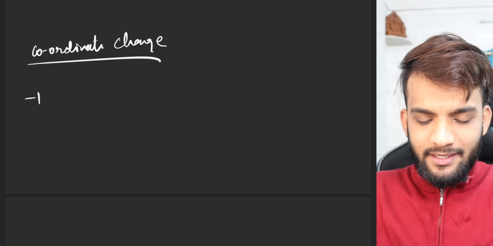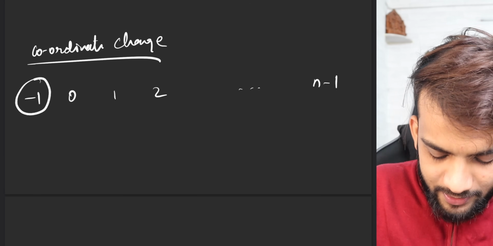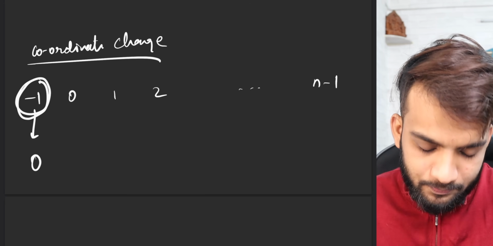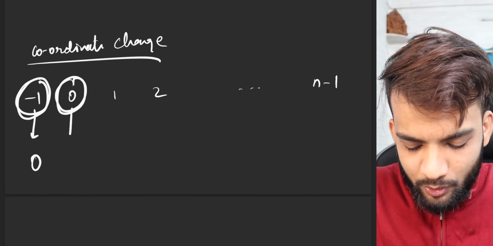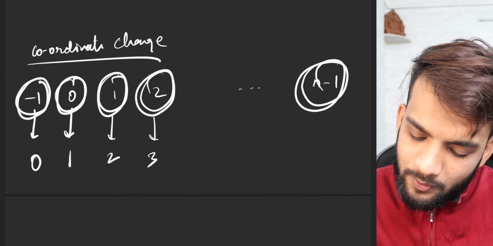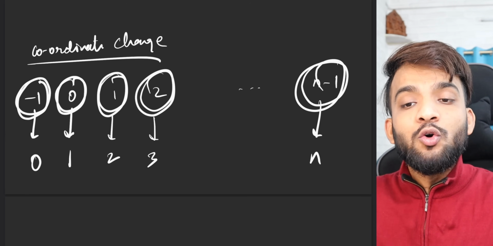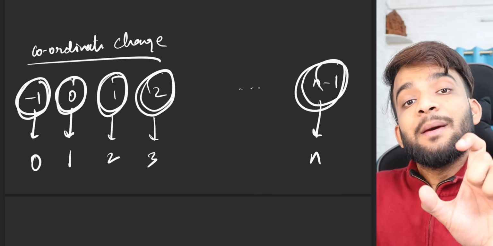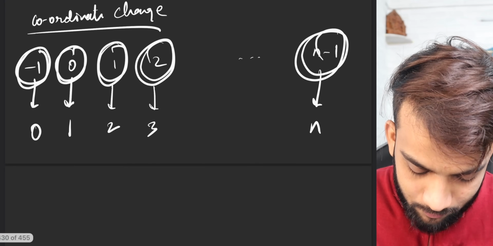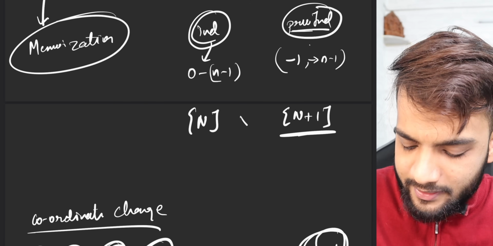I'll say, okay, fine. I have minus 1, I have 0, I have 1, I have 2, till I have n minus 1. Now whatever minus 1 state is, instead of storing it at minus 1, I'll store it at 0. Whatever 0 is, I'll store it at 1. Whatever 1 is, I'll store it at 2. Whatever 2 is, I'll store it at 3. Whatever n minus 1 is, I'll store it at n. I do a coordinate shift so that I am allowed to store. Okay, fine. So if I'm doing a coordinate shift, I require from 0 till n, which means if I take n plus 1, that will suffice.